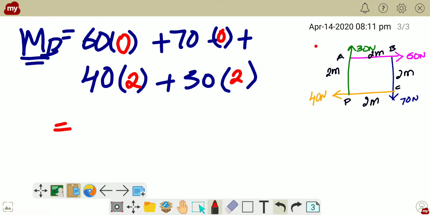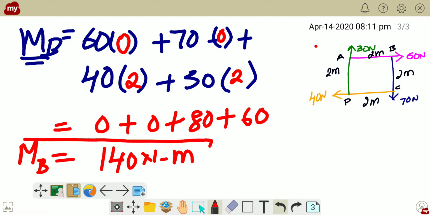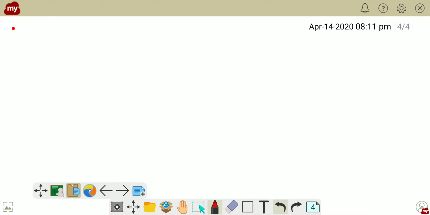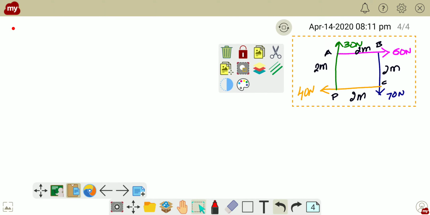Let us calculate this. It equals 60 into 0, it is 0, plus 70 into 0, it is 0, plus 40 into 2, it is 80, plus 30 into 2, it is 60. So finally the answer comes out to be 80 plus 60, that is 140 Newton meter. This is nothing but the moment obtained at point B with the application of all these forces. Right. Let us move to another page to obtain the moment at another point C. Before doing this, we have to paste the question here, resize it, drag it. Let us start.